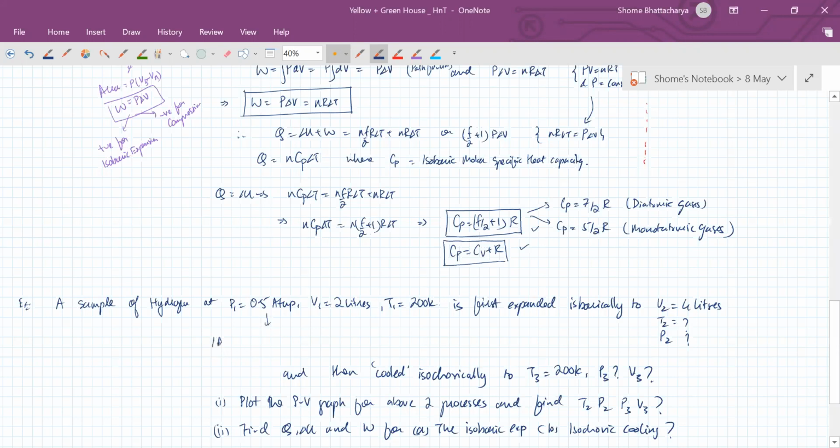1 atmosphere is 1.01 into 10 raised to the power 5 pascals. Okay. And 1 liter is 10 raised to the power minus 3 meter cube.